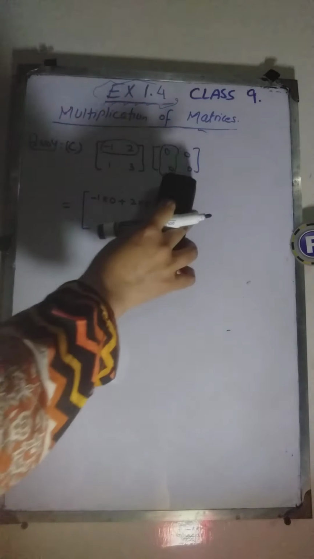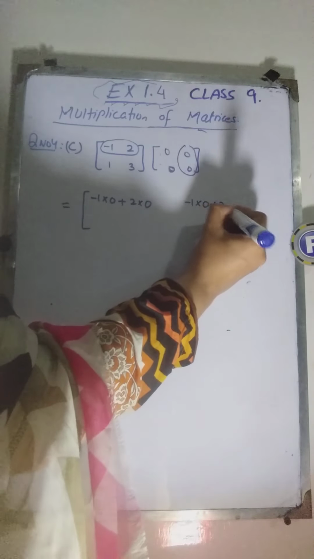Okay, let's start the multiplication. We will pick the first row and multiply it with the first column. Negative 1 into 0 plus 2 into 0, first row, first column, and similarly, as you can see, as all the elements of this matrix are 0, it will obviously turn everything to 0 into a 0 matrix. Negative 1 into the second column now, negative 1 into 0 plus 2 into 0.